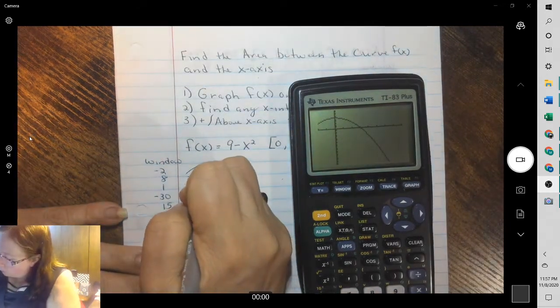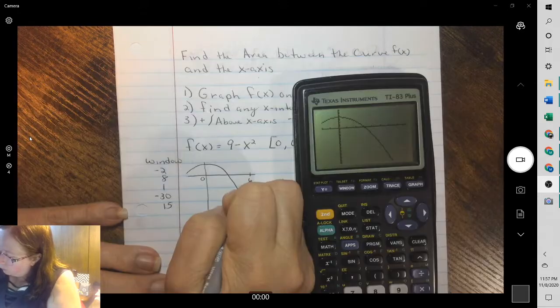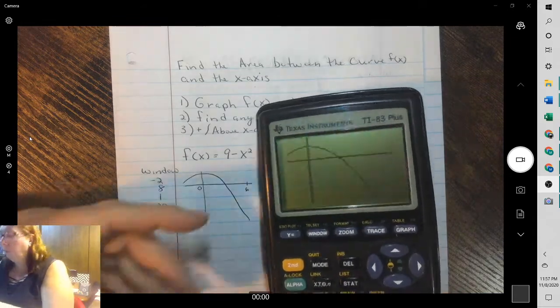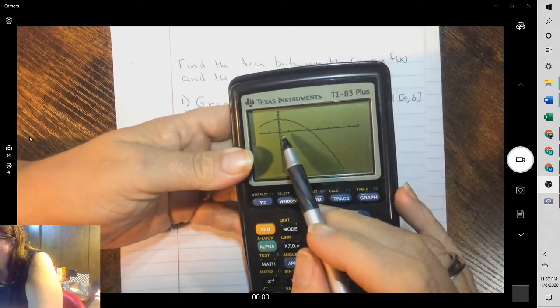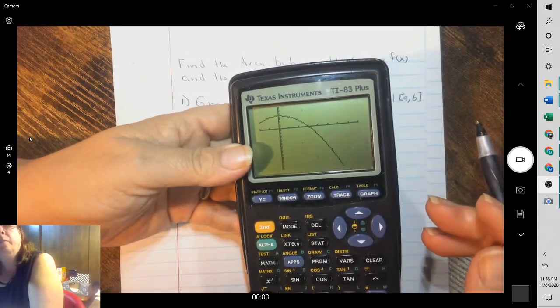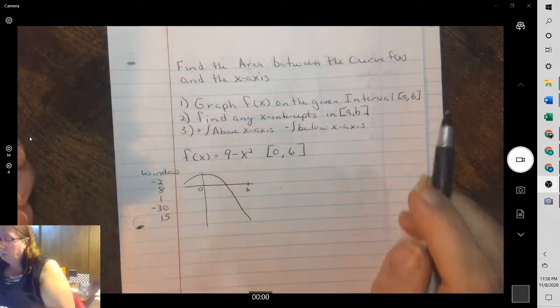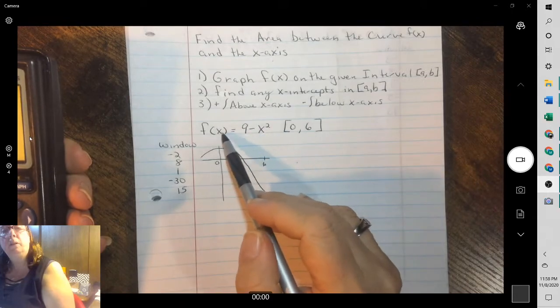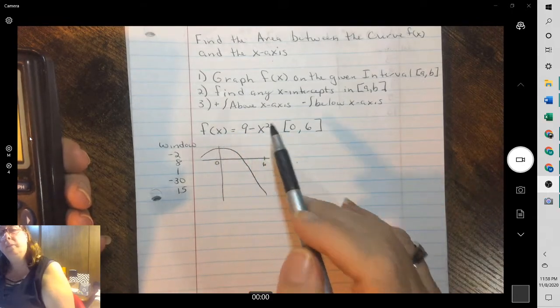So from 0 to 6, it is crossing. And you can count it. 1, 2, 3. It's at 3. But there's another way you can set this equal to 0 and solve. If we set the function equal to 0.